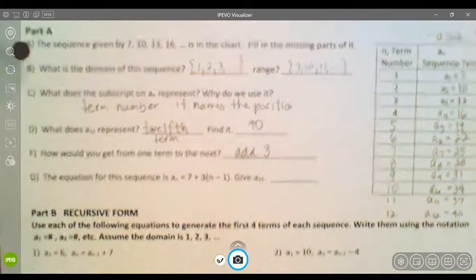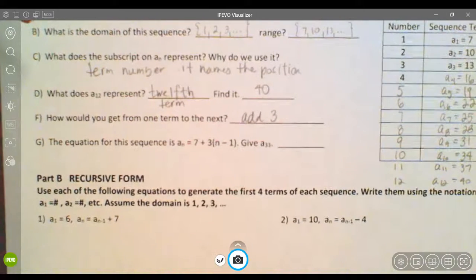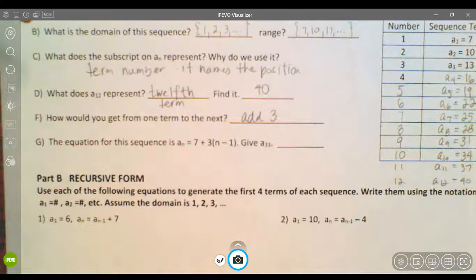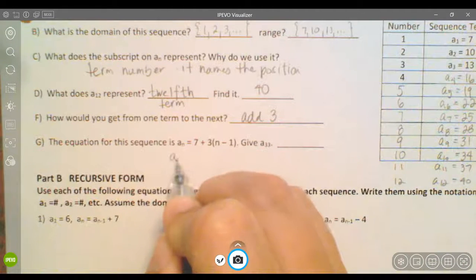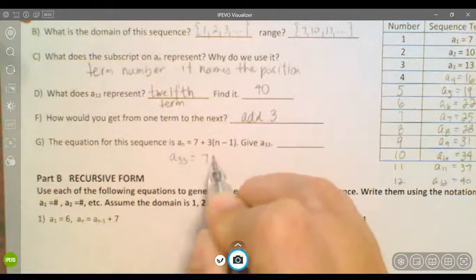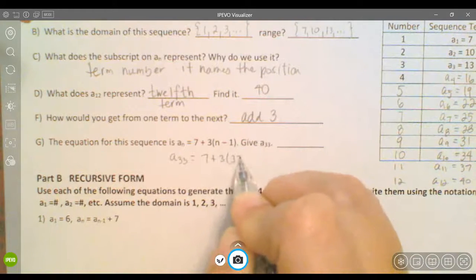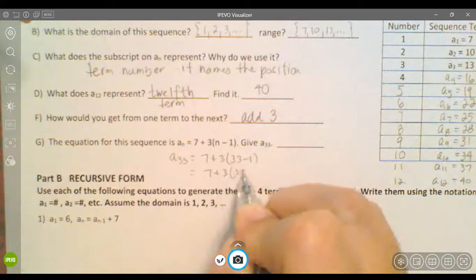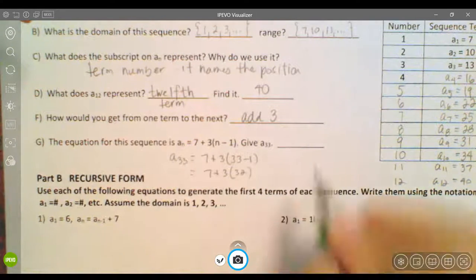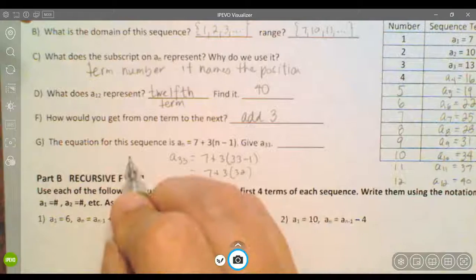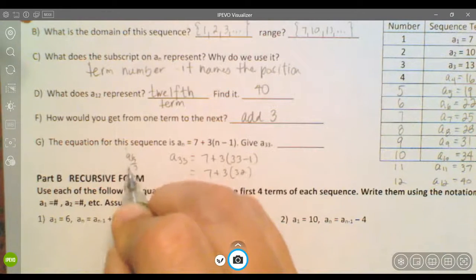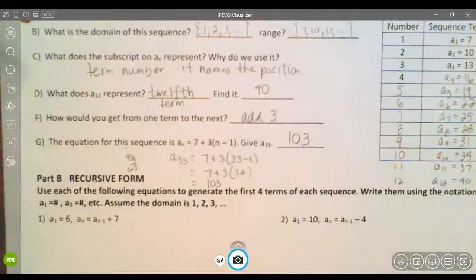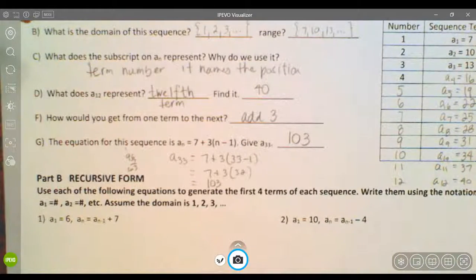Now, they're telling me the equation for this sequence is 7 plus 3 times n minus 1, and I need a sub 33. So a sub 33 is 7 plus 3 times 33 minus 1. So 7 plus 3 times 32, 96 plus 7. All right, it's 103. So that's everything I need to know.